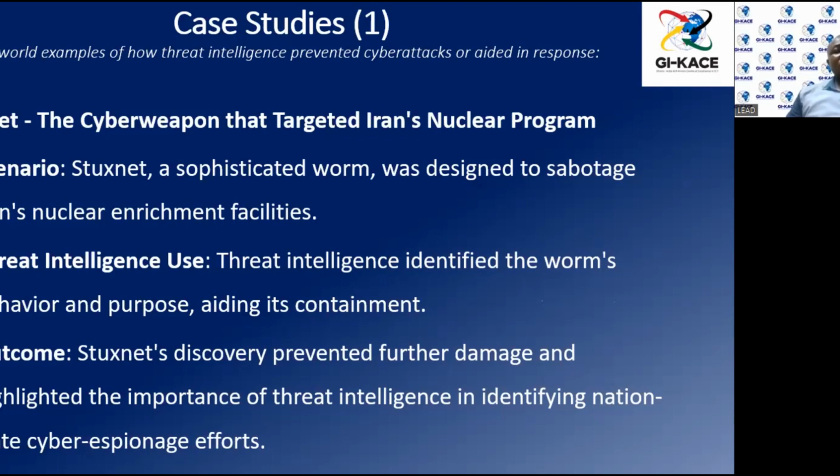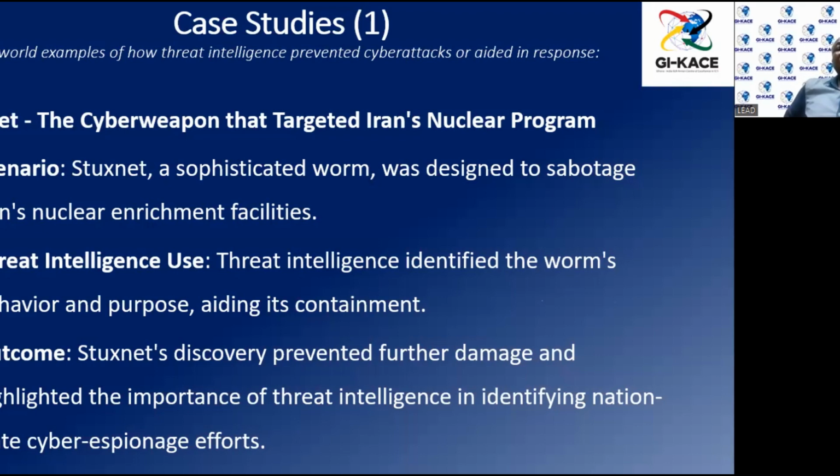The threat intelligence identified the worm's behavior and purpose, aiding its containment. So they were able to know that, okay, this is the worm, this is how it behaves, this is the purpose of this worm. Then they were able to mitigate it quickly. Stuxnet's discovery prevented further damage and highlighted the importance of threat intelligence in identifying nation-state espionage efforts.